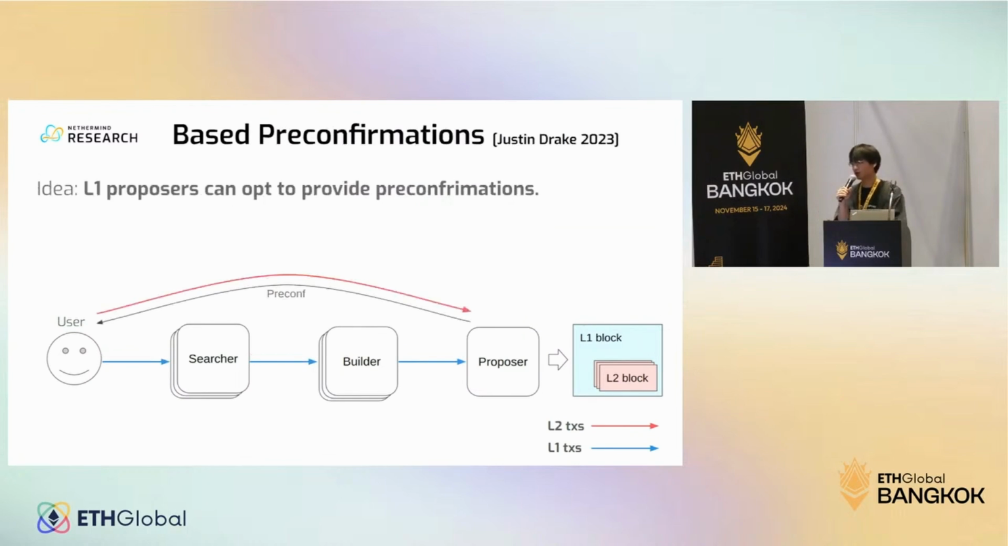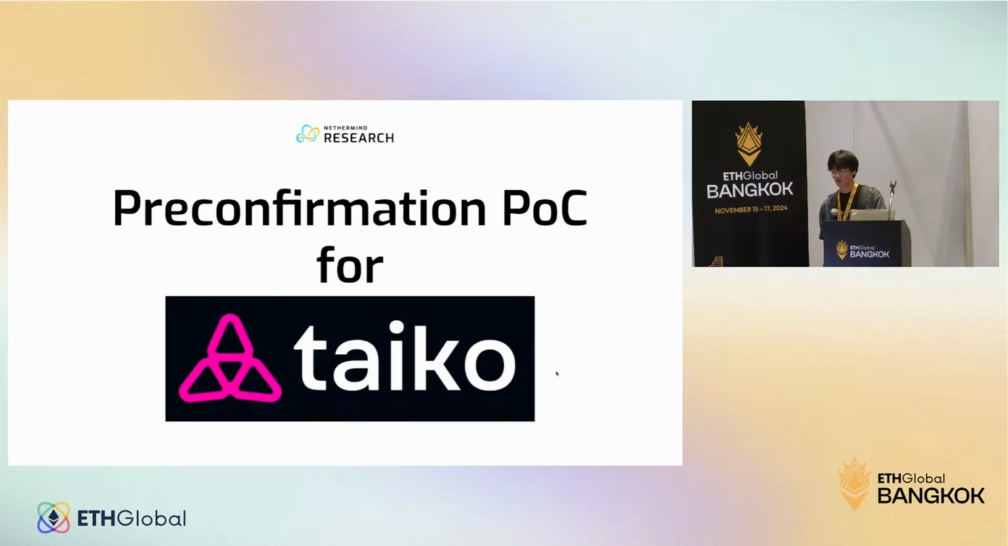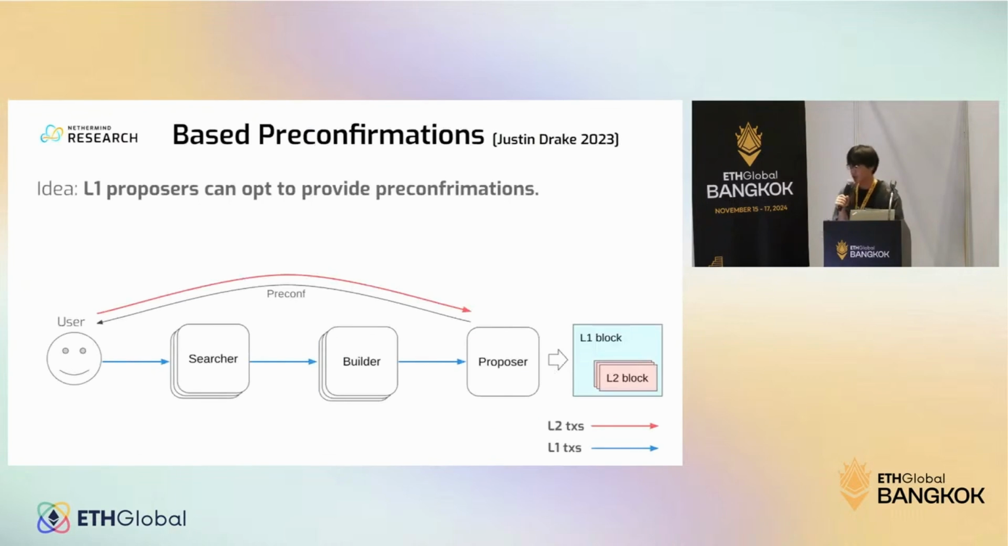So the idea-based pre-confirmation comes from this insight. The idea here is to let the L1 proposers opt to provide pre-confirmations. So now you have the L1, the same old block building pipeline, but for the L2 transactions, the proposer collects these L2 transactions and provides pre-confirmations. And then they construct the final block. Okay, so this is how based pre-confirmations work.